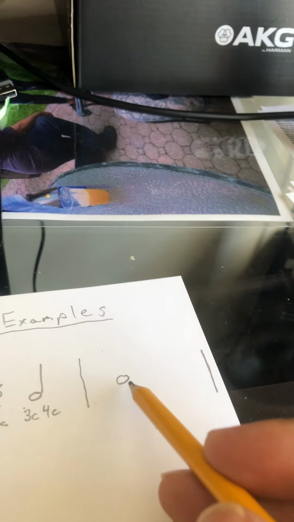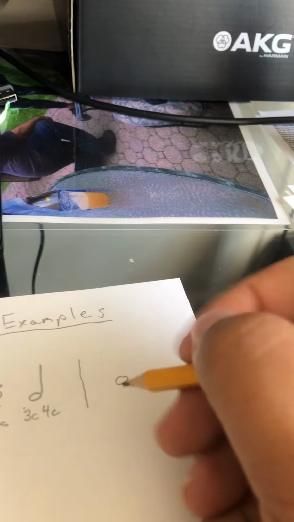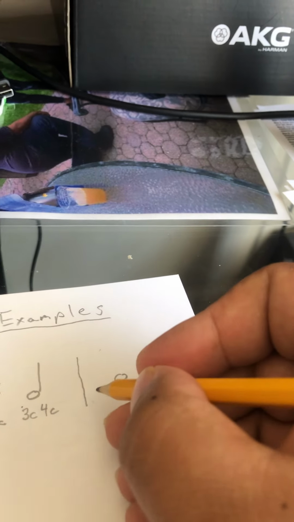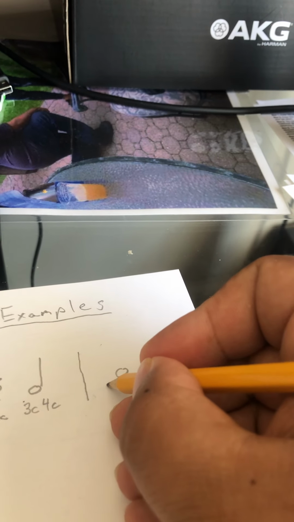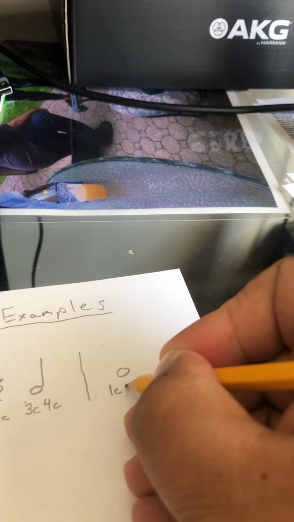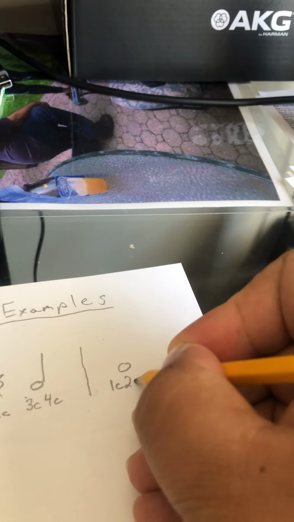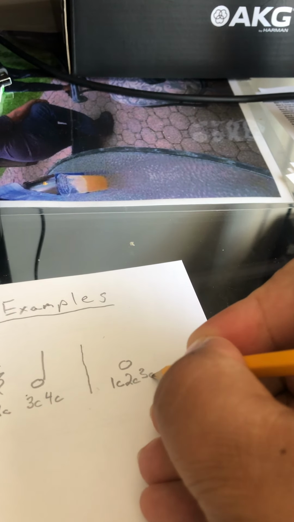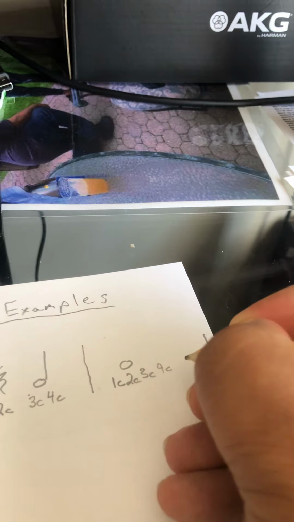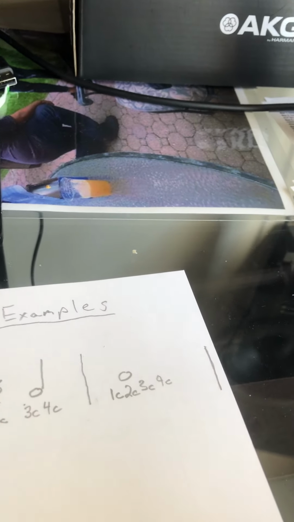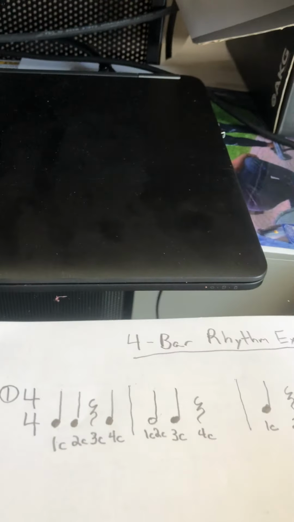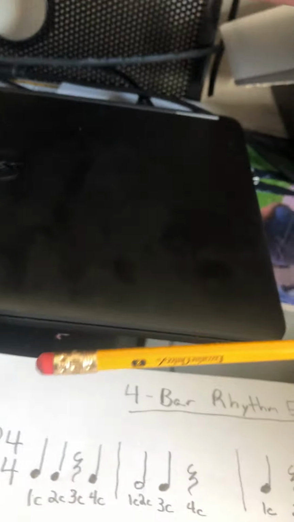Okay, and last but not least, we have a whole rest, which is worth 4 beats of sound. It gets 1, 2, 3, and 4. All 4 counts of the measure. All right, see how that goes? Now, once I have it, I can go back and I can clap it.